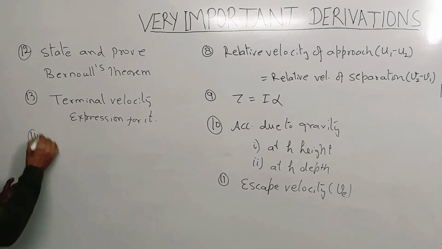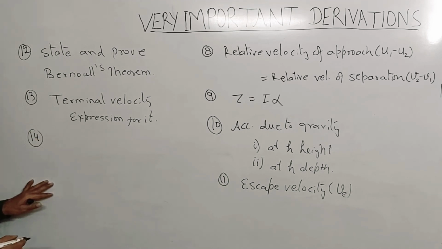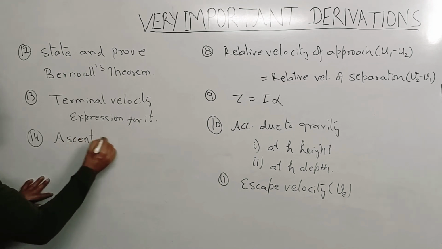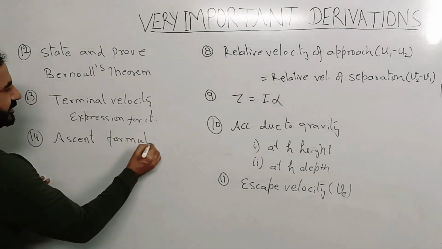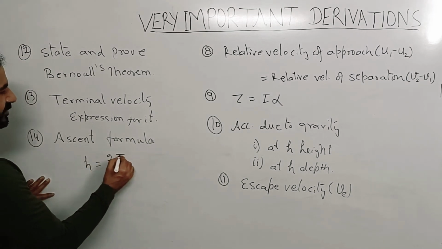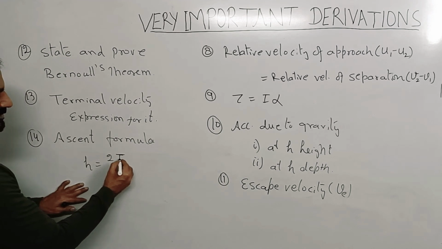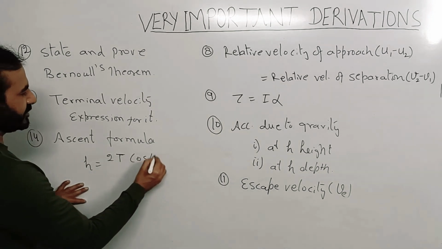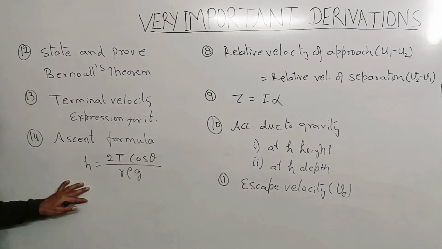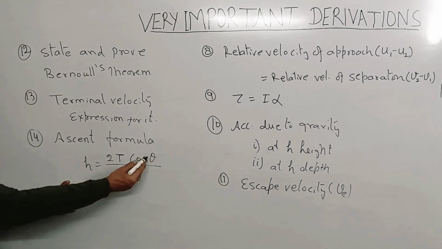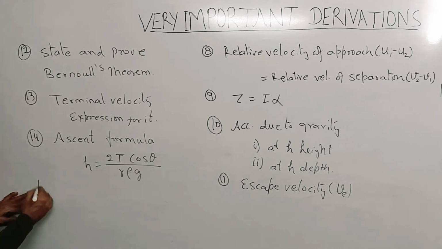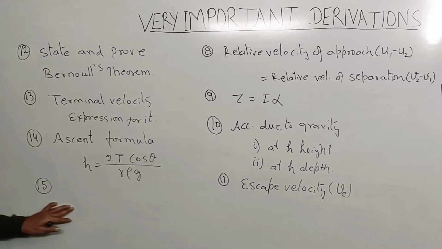Now, from surface tension, ascent formula for capillary rise. Ascent formula, which is h equal to 2T cos theta upon R rho g, in some books also written with S instead of T. T is surface tension and theta is angle of contact. Okay, more 15.